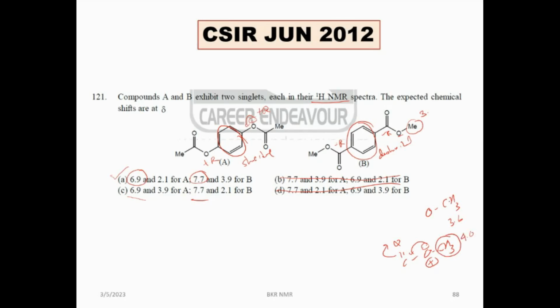So CH3 attached to oxygen will be around 3.6 or 3.5, whereas CH3 attached to O followed by C double bond O will be around 4. So they've given 3.9. So B will be 3.9. Whereas this methyl attached to a C double bond O, we have already seen.